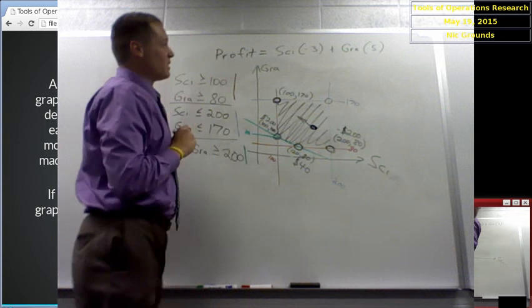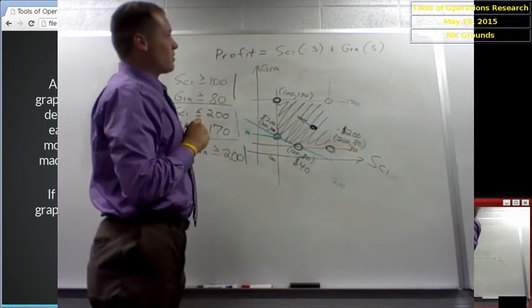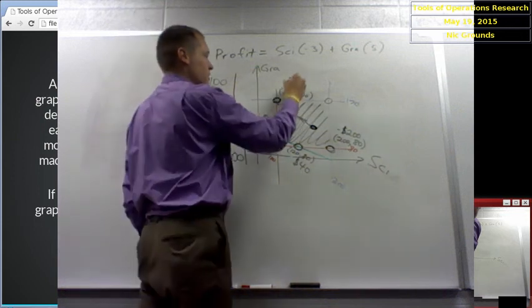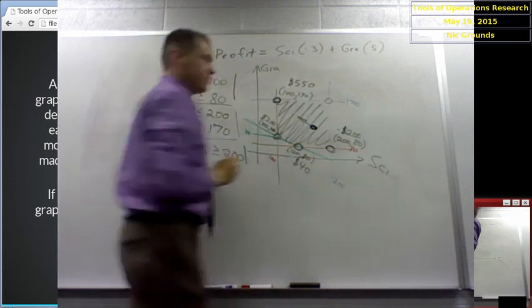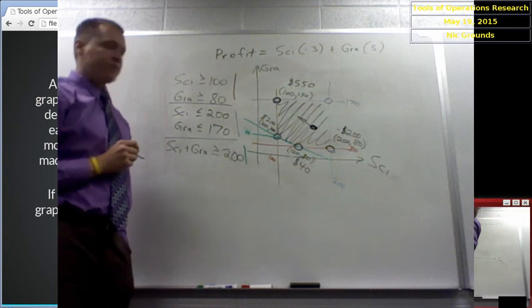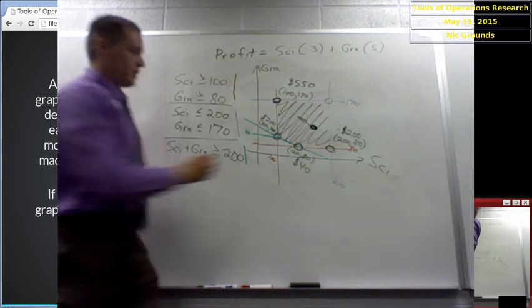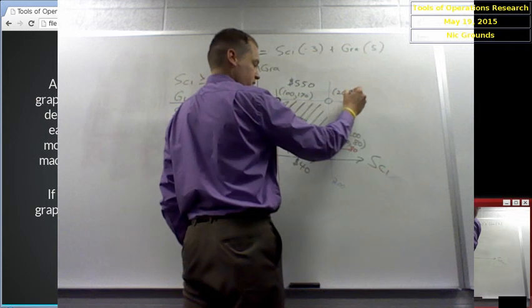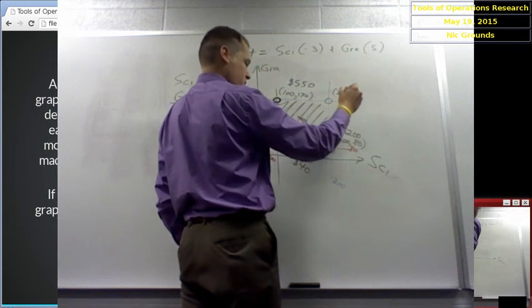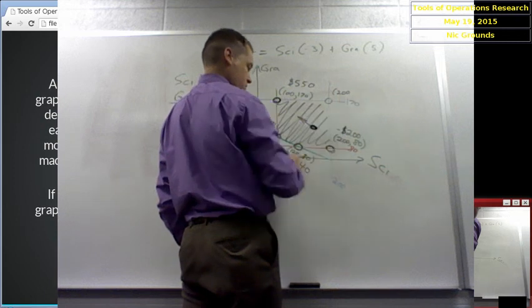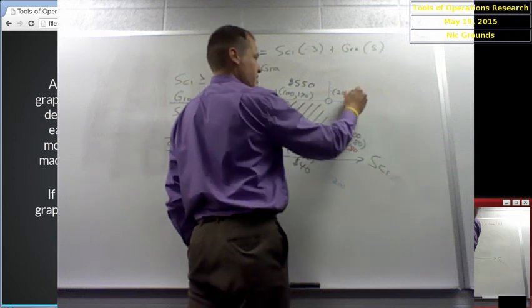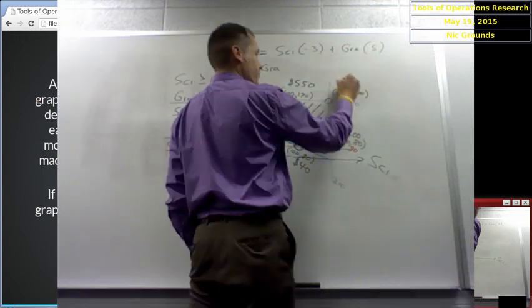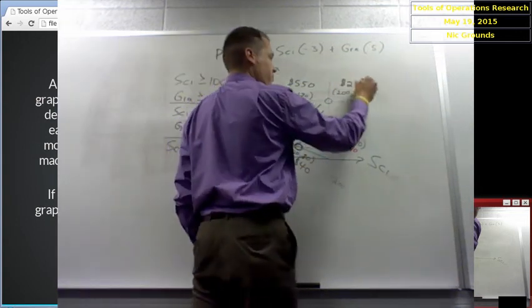So let's see, what would the profit be here? 850, 550? So a profit of $550. And we can compute this pretty easy since we know what it is. 100 times 1.70, and it's what? 250. Okay.